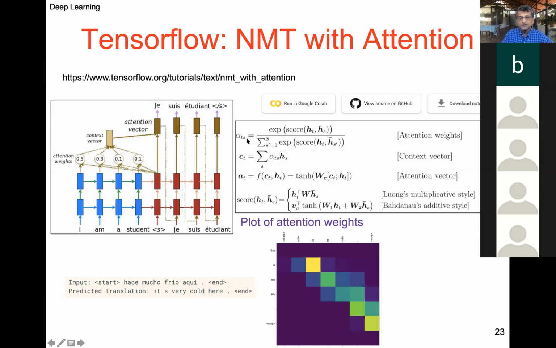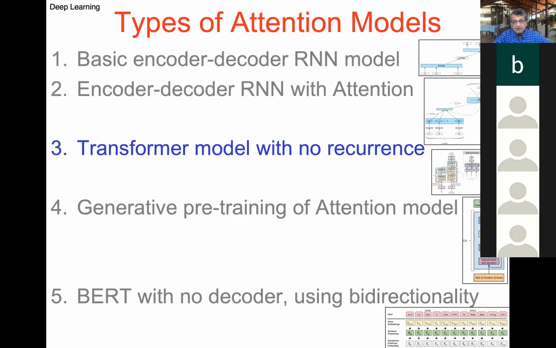For this particular code, the alphas are being computed with softmax. The cs, the context vectors, are computed exactly the way we described. And the a_t, the attention vector, uses a tanh. So the neural network we just saw in the previous slide generates the attention vector. For the score, they give two different equations. You can choose between Luong's multiplicative score or Bahdanau's additive style and so on. So this is all that's going on in the main model.